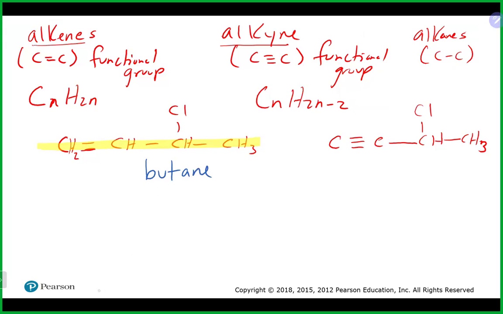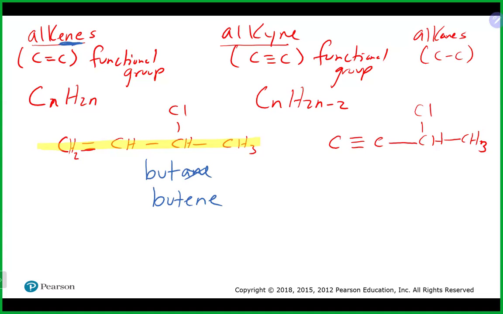But since this has a double bond, it's -ene. So instead of butane, it is butene. All based off of those first 10 alkanes, like I said. You just change a little bit of it as you go to these different organic groups. Now, also different is this.